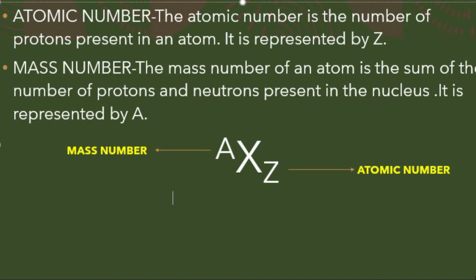And the mass number is another number which is the sum of the number of protons and neutrons. So if you want to know the number of neutrons, you can simply subtract the atomic number from the mass number to get the number of neutrons found in the nucleus. The mass number is represented by the letter A.